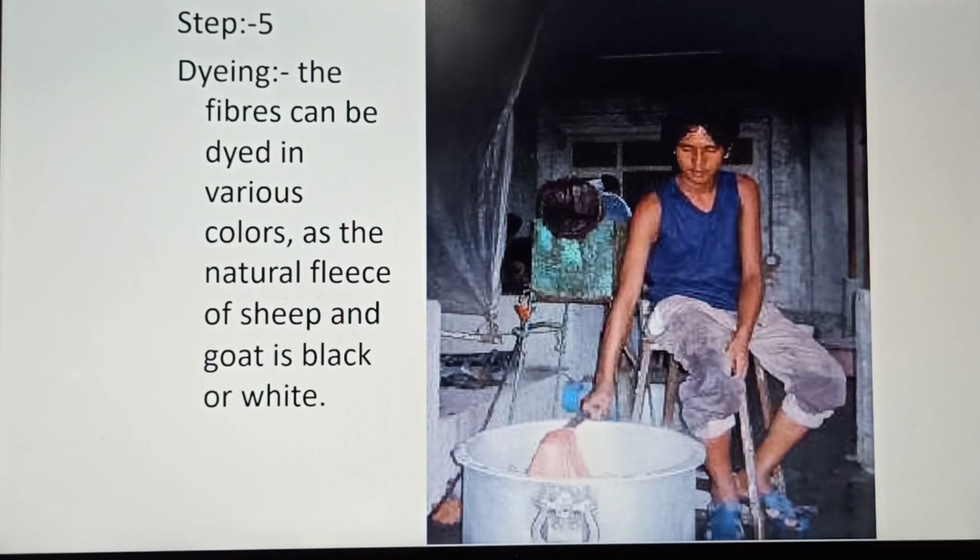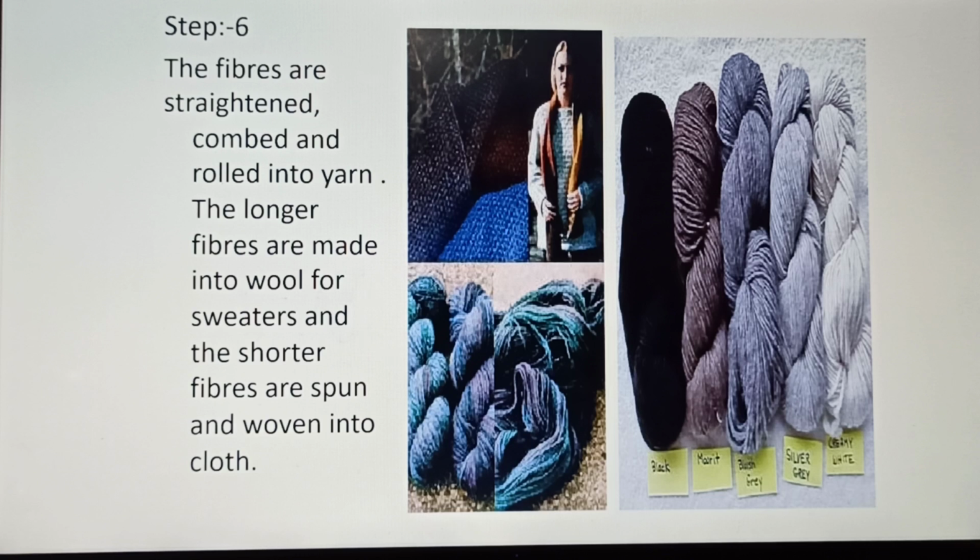In the fifth step, the fiber can be dyed in various colors, as the natural fleece of sheep and goat is mainly black or white. So it is dyed in different colors for obtaining fiber of different colors. The last step is that the fibers are straightened, combed and rolled into yarn. The longer fibers are made into wool for making sweaters and the shorter fibers are spun and woven into cloth.